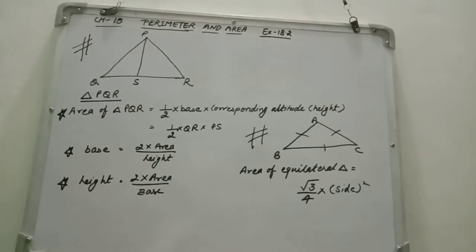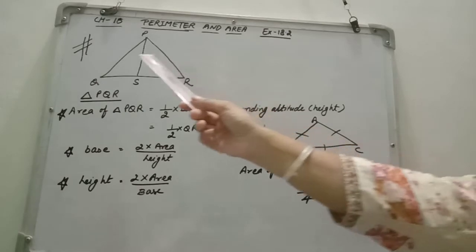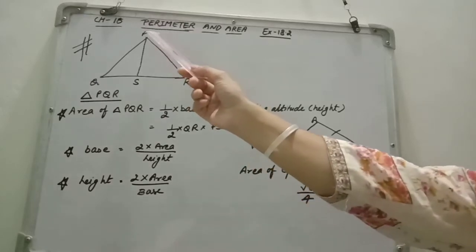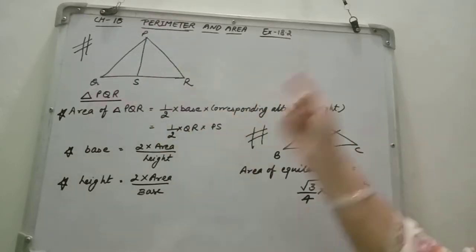Hello 7th standard student. Today we are going to start chapter 18, perimeter and area, exercise 18.2. In this exercise we will learn about the triangle. We know that a three-sided closed figure is called a triangle. Here we take one triangle PQR.